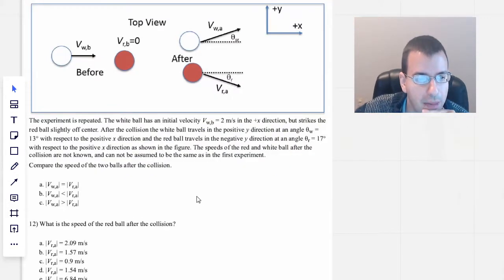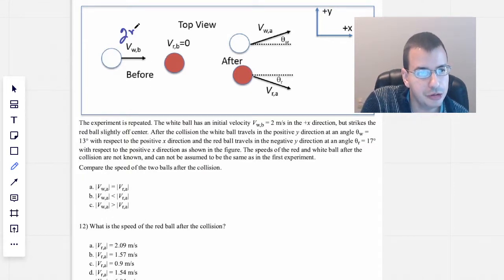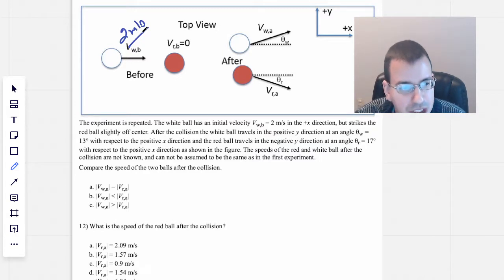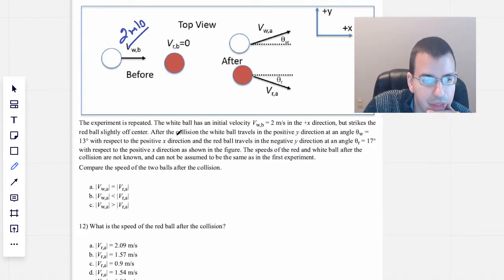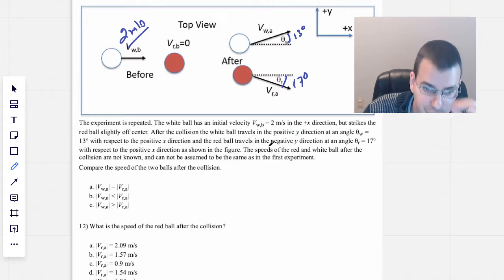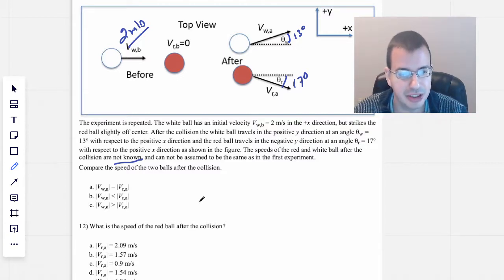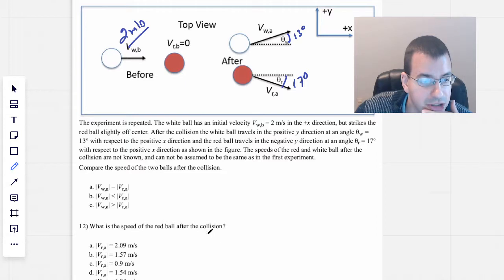The experiment is repeated. The white ball has an initial velocity of 2 meters per second. I think it's the same as last time, in the x direction, but strikes the red ball slightly off center. After the collision, the white ball travels in the positive direction at theta equals 13 degrees with respect to the positive direction, and the red ball travels in the negative y direction at an angle of 17 degrees with respect to the positive x direction, as shown in the figure above. The speeds of the red and white ball after the collision are not known, and cannot be assumed to be the same as in the first experiment. Okay, that seems fair. Compare the speed of the two balls after the collision.